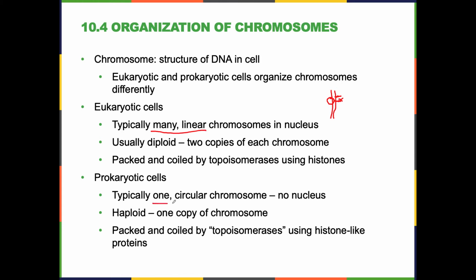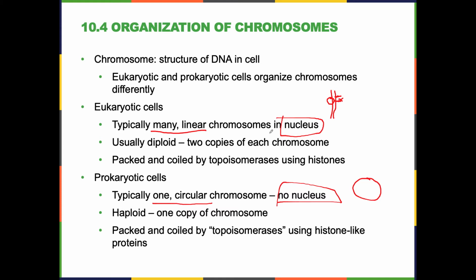Prokaryotic cells typically have 1 circular chromosome, so the chromosome looks like this, right? And then no nucleus. Oh yeah, shoot, I forgot. Remember the definition of a eukaryotic cell: the DNA is trapped within a nucleus, whereas a prokaryotic cell has no nucleus. Instead, it has a structure called a nucleoid. And then typically, prokaryotic cells are haploid, only 1 copy of the chromosome. They are also packed and coiled by, quote-unquote, topoisomerases using histone-like proteins. Not exactly the same, but sort of the same. So technically, for all intents and purposes, the same, but different enough that we have to mention it.